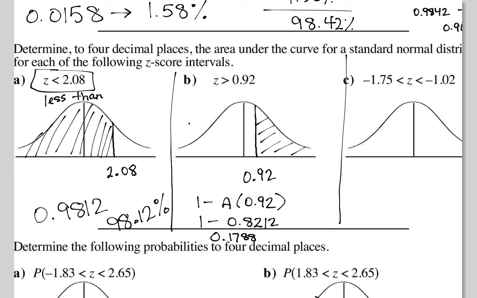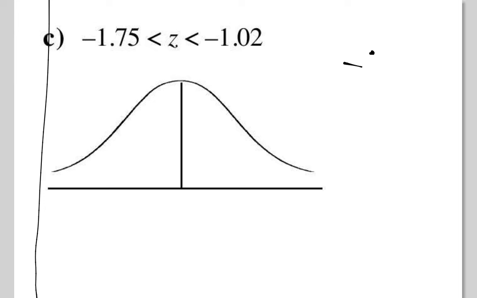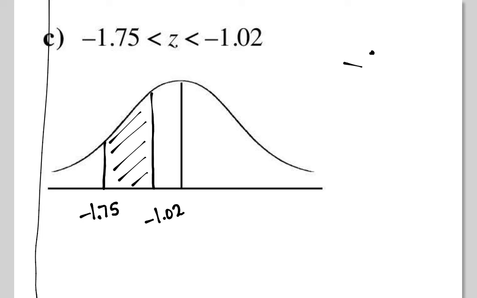So I did the two questions, one of them is in percent, one of them is in decimal, you can do either, whatever you're comfortable with. Now this one's just nasty. Okay, so where's negative 1.75? I don't know, somewhere over here. Now where's negative 1.02? To the right of that or to the left of that? So we want this section. That's the section we want.